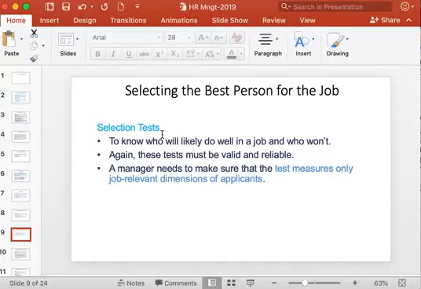Then another tool for selecting a person for the job is the selection test. This is used to find out who will likely do well in a job and who won't. And these tests must be valid and reliable, or the test should be designed in such a way that it is valid and reliable. A manager needs to make sure that the test measures only job relevant dimensions of applicants.